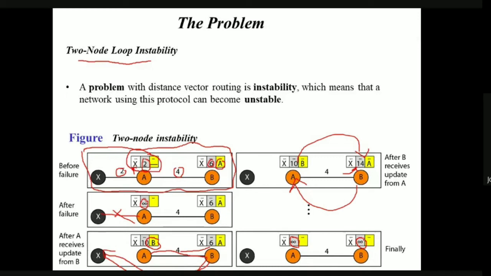That is the packet. If it wants to go from A to X, it always goes from A to B. And whenever it gets to B, it says go from B to A. So here they are going to loop, right? So the packet is being looped between these two nodes only. This type of problem is called two node loop instability. So this is the actual problem with the distance vector routing algorithm.